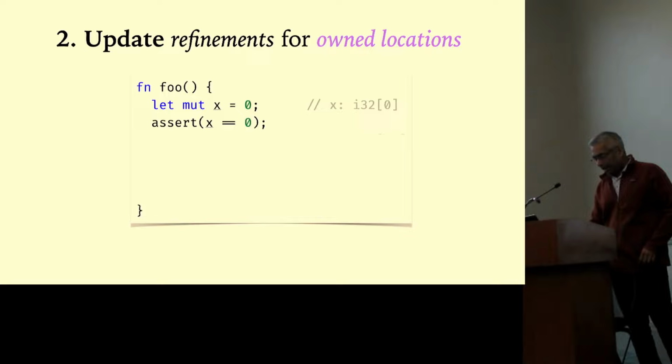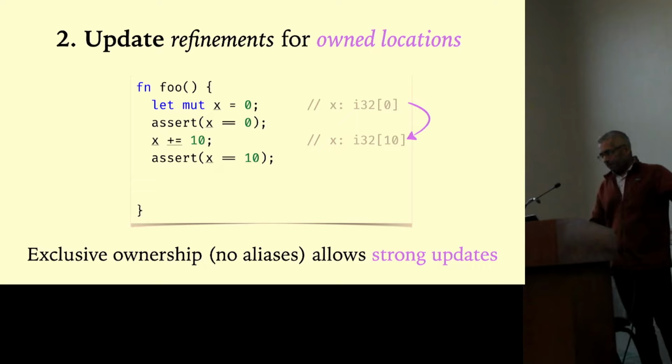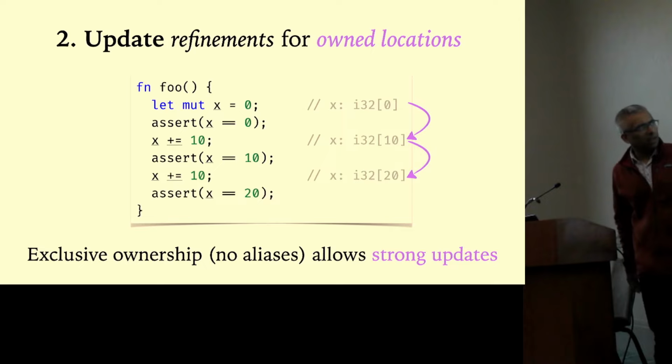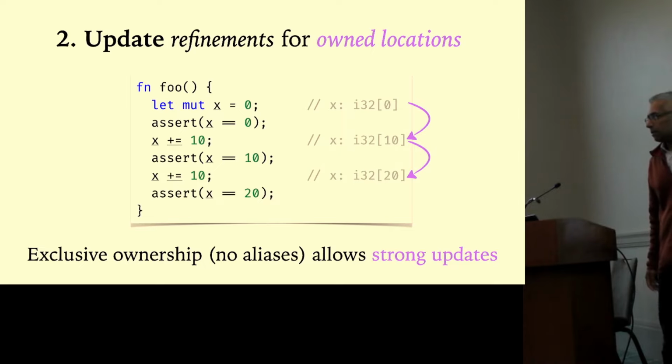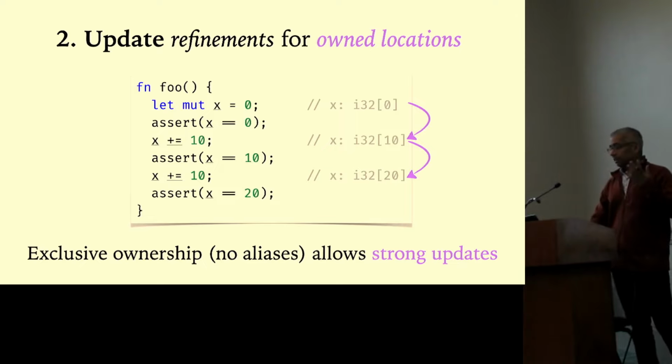And so what the refinement type checker is going to do under the covers is let you update the type as you go along. So, for example, at the beginning, it's i32 at 0. But if I increment it by 10, it becomes i32 at 10. If I increment it again, it becomes i32 at whatever. Did I get this right? The math is right. Okay, you see what's going on? So it does quote-unquote strong updates because you have exclusive ownership.